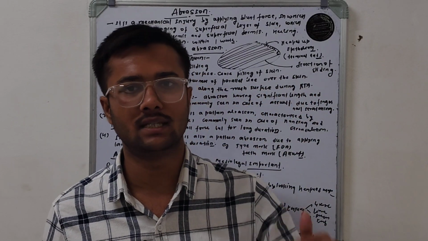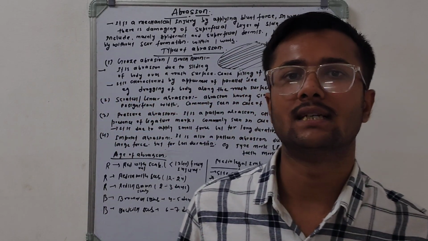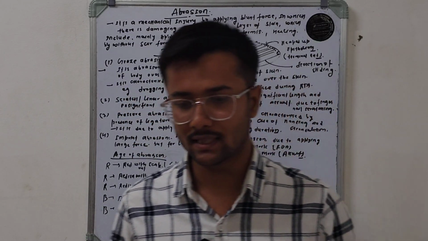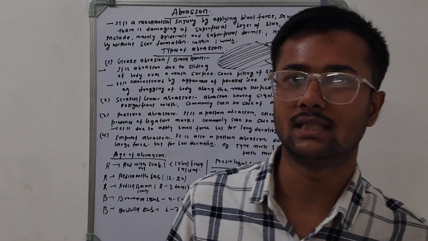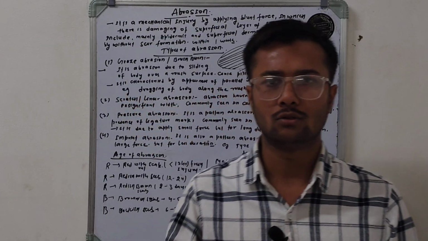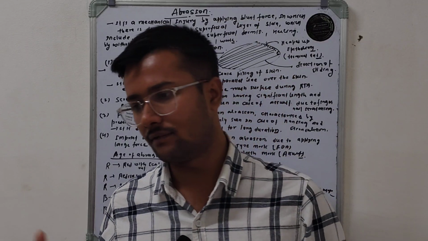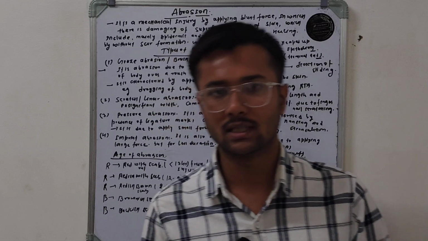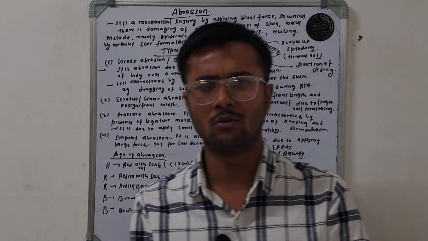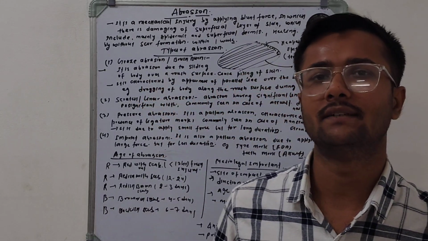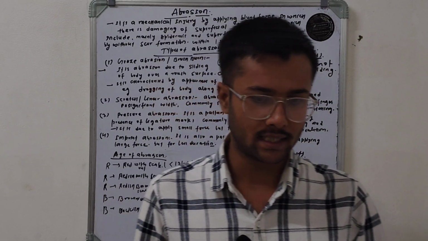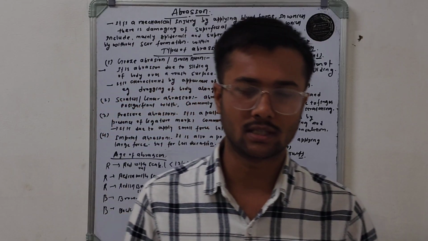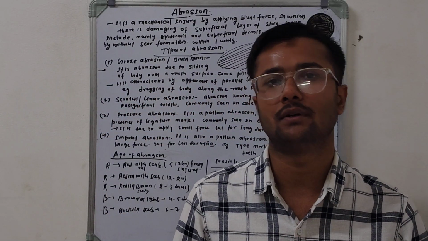One is that there is damage of the superficial layer of the skin, which includes the epidermis and the superficial part of the dermis, and the other is that it heals without scar formation. So this is overall the definition of abrasion. Okay, so now after discussing the definition of abrasion, we move towards the types of abrasion.